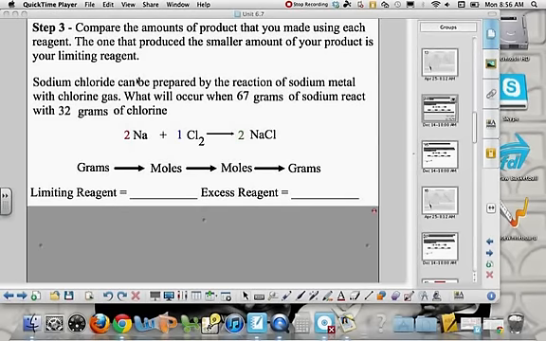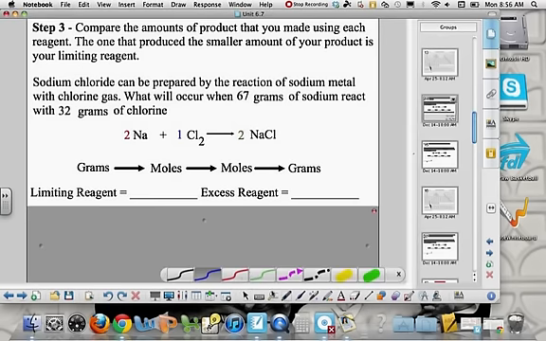So for step 3 here, it asks us to compare the amount of product that we made using each reagent and use the one that made the smaller amount and label that as our limiting reagent. So think about what you just did in the last 2 steps.